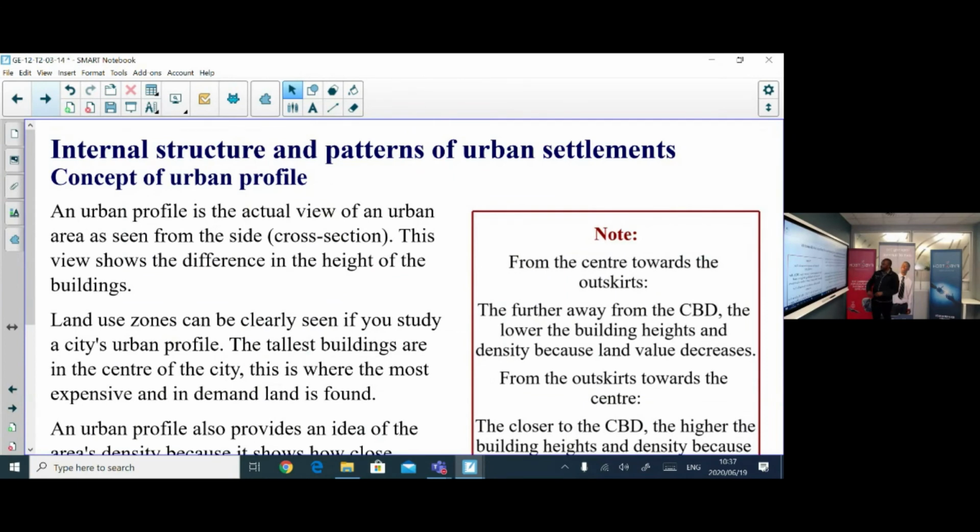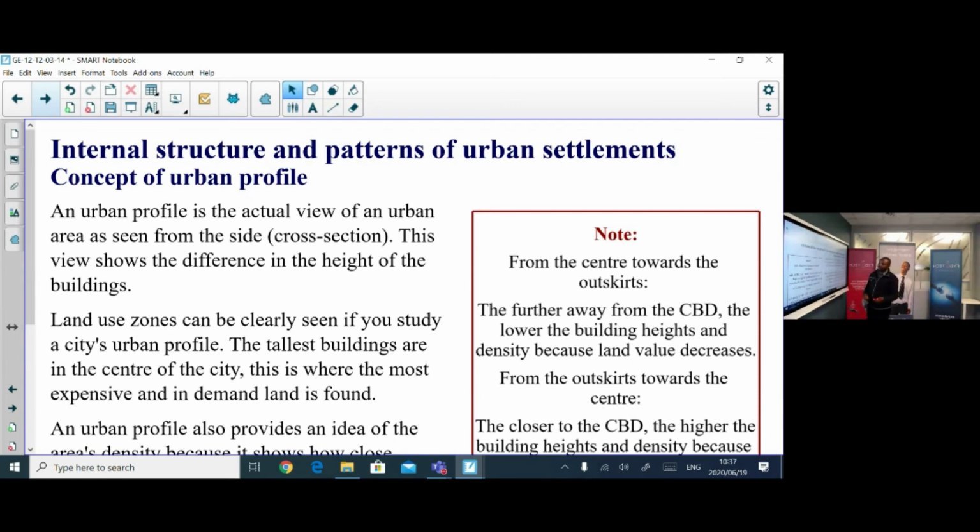An urban profile is the actual view of an urban area as seen from the side or cross section. This view shows the difference in the height of the buildings. Land use zones can be clearly seen if you study a city's urban profile. The tallest buildings are in the center of the city. This is where the most expensive and in demand land is found.